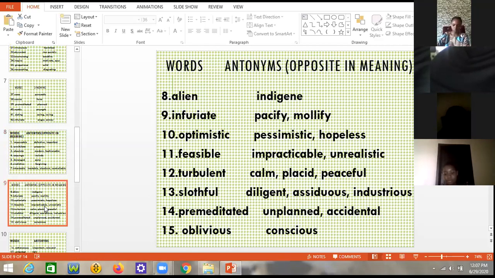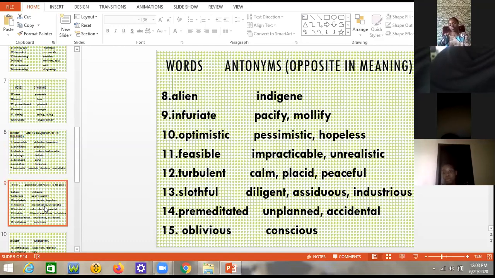So we have alien, indigene. I said alien is what? Foreign, means foreign or foreigner. So now the opposite of alien will be what? Indigene. Infuriate, pacify, mollify. Optimistic, opposite is what? Pessimistic, hopeless.